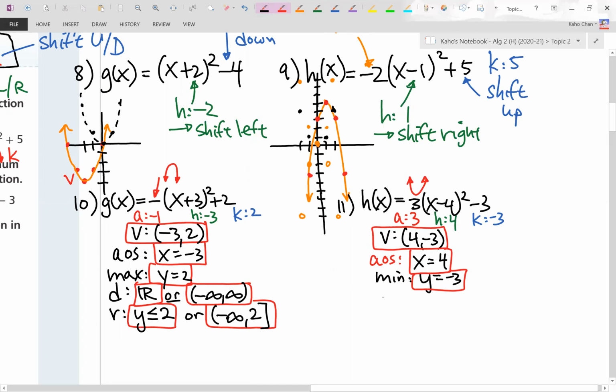Nice. Domain and range is very similar. All real numbers for the domain. And there's my interval notation right there. And the range is next. Range this time is going upwards from the lowest point. The lowest point is -3, and it's greater than or equal to that.